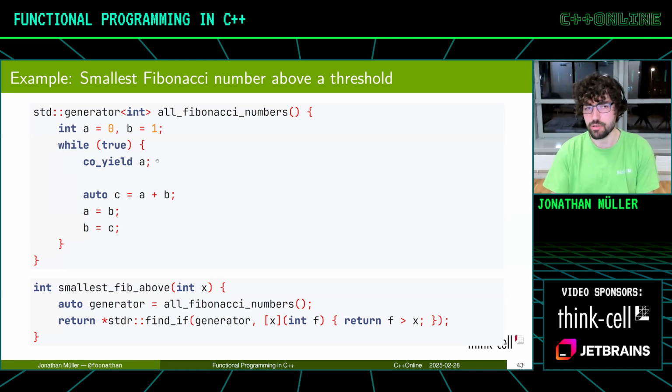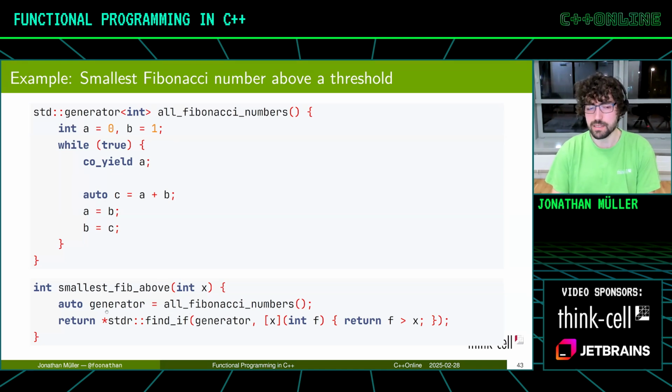A generator is a coroutine that yields values. So in this case, we can just write a function that in an infinite loop yields values. And every time it reaches the co_yield statement, it returns to the caller and pauses execution. And then we can later continue right at this point, get the next one, and yield it again. So if we take our generator and pass it to find_if, we can very efficiently generate all the Fibonacci numbers, because find_if will start iterating it.